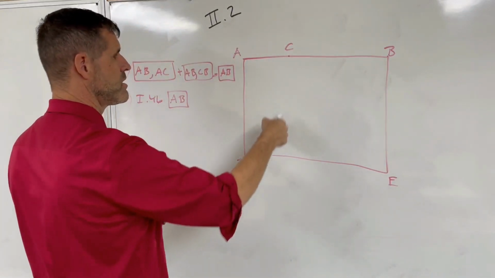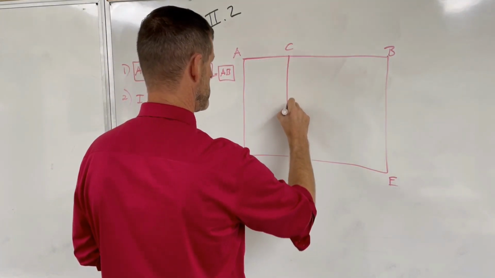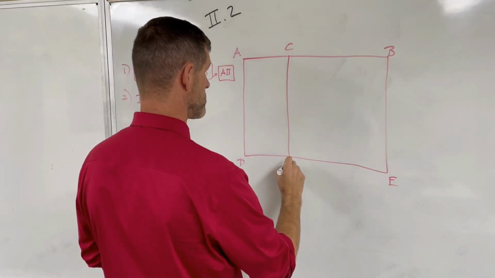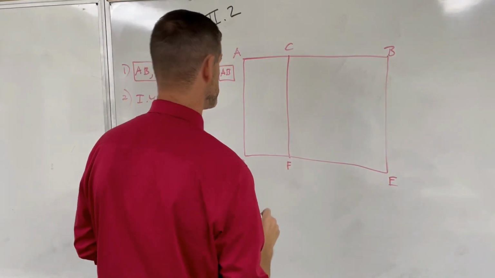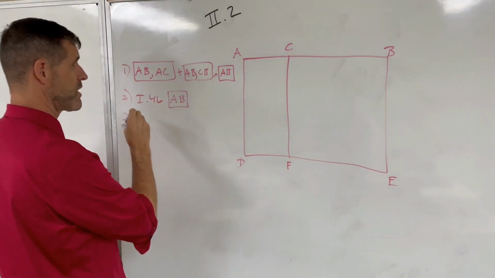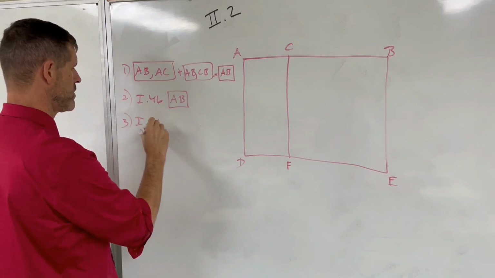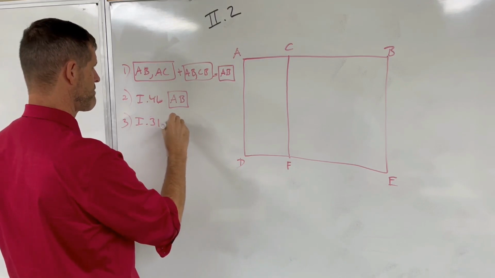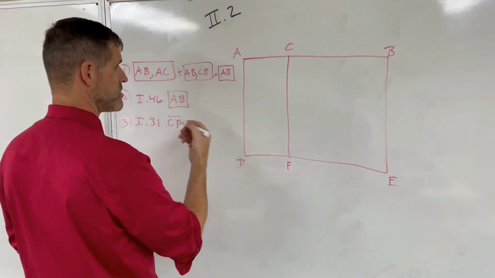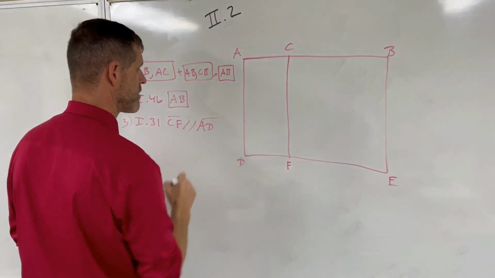And then from C, we're going to draw a line parallel to either AD or BE, and we'll call that CF. And we know that we can draw that line parallel from proposition 31 of book 1. So we can say that CF is parallel to either AD or BE. So we'll just say parallel line AD.